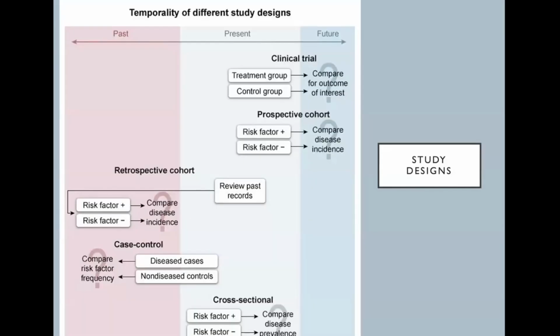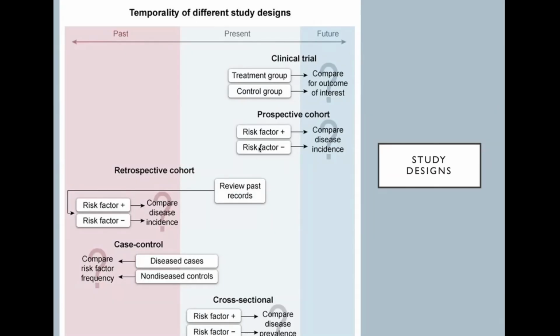All right, so looking at the temporality of different study designs, this is somewhat similar to the hierarchy pyramid we looked at in the last slide. So it just gives you a time-based approach. With clinical trials, randomized control trials, we're looking at a treatment group and a control group and comparing in the future, right? So we're going to be following from the present to the end of the trial, looking at the frequency of the outcome of interest in each group.